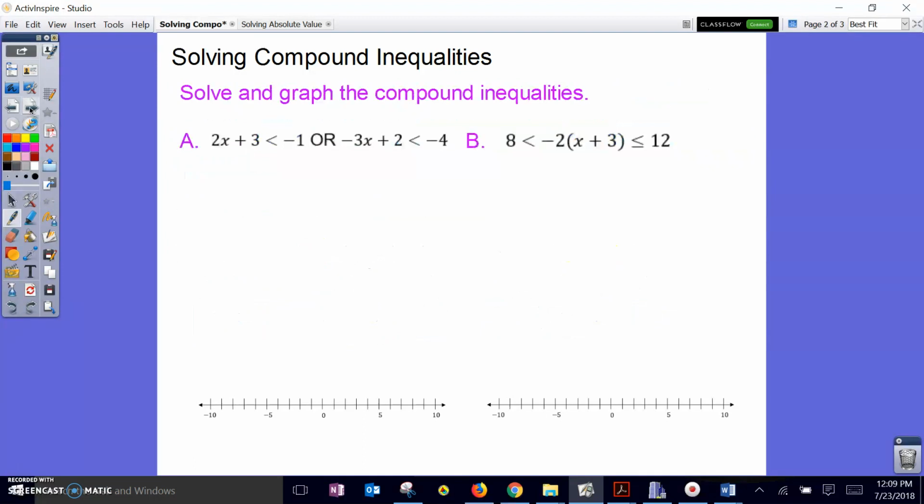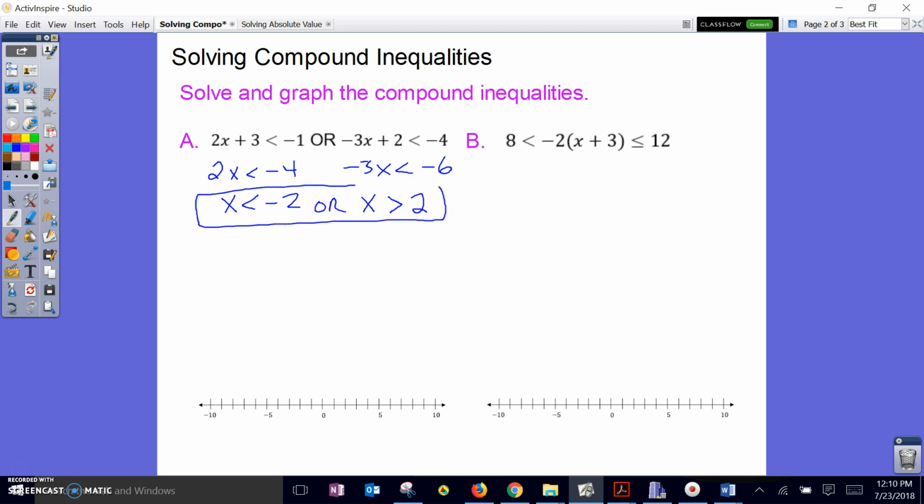All right, a few more examples, and in these we're going to graph our solution sets as well. So solve and graph the compound inequalities. First one, I'm going to subtract 3 from both sides and divide both sides by 2. Second inequality, I'm going to subtract 2 and divide both sides by -3. Remember, when we divide by a negative, we want to flip that inequality sign, and so we get that. And now our solution is x is less than -2 or x is greater than 2.